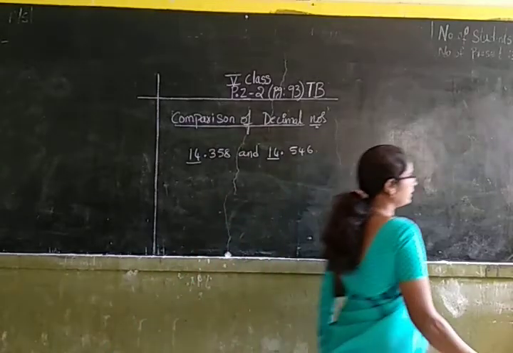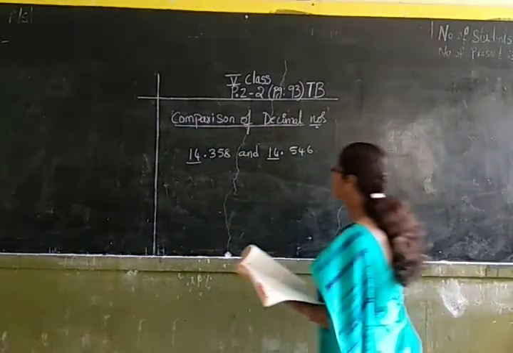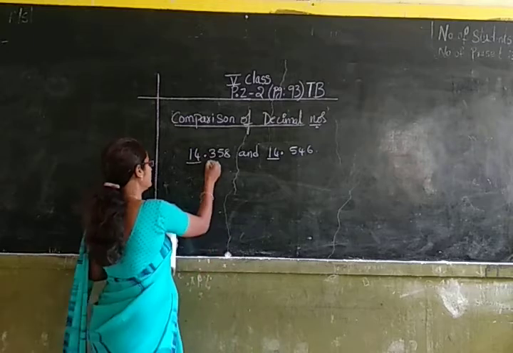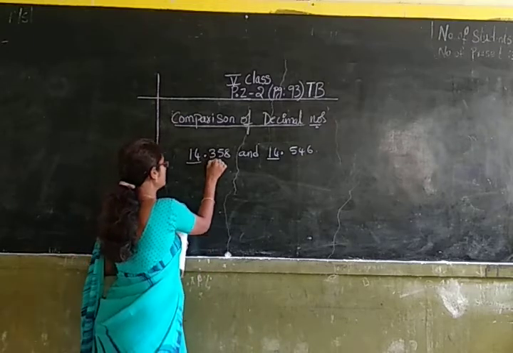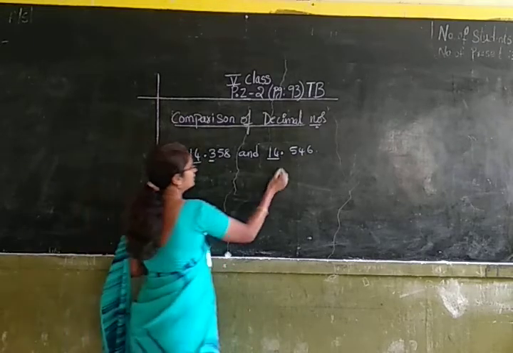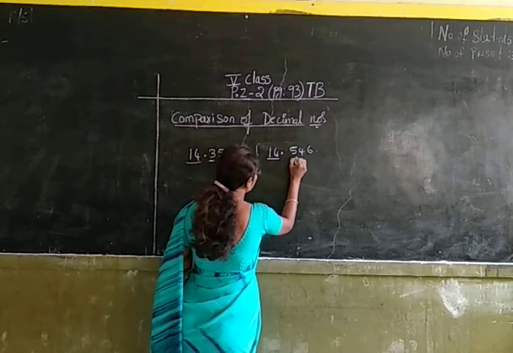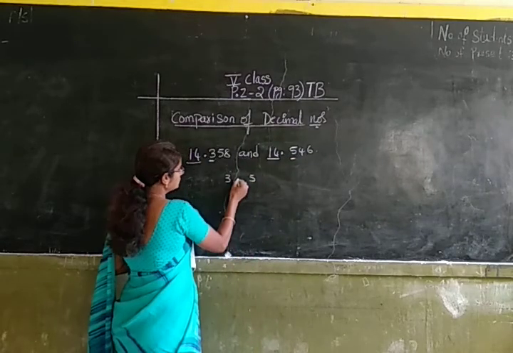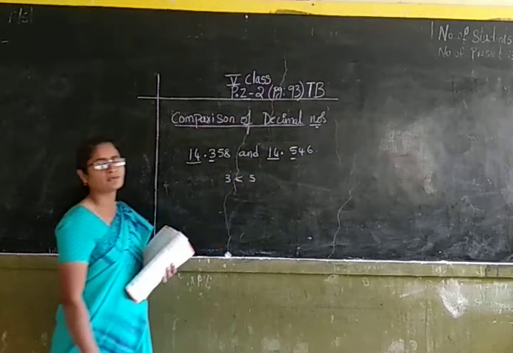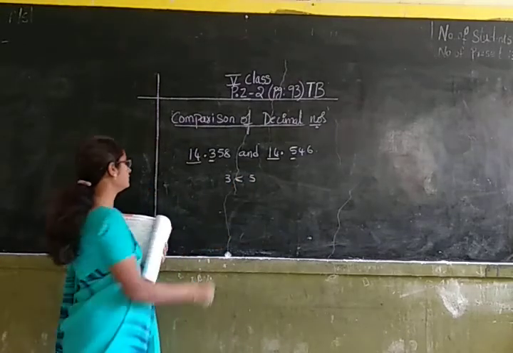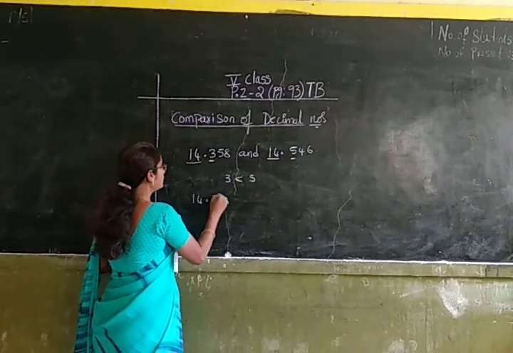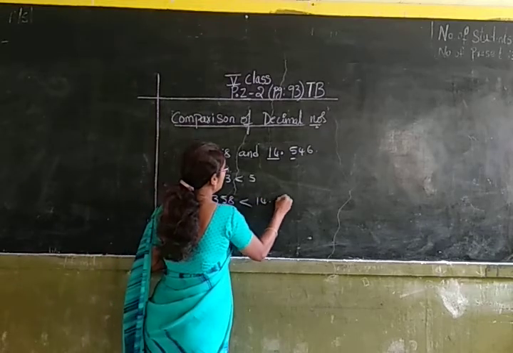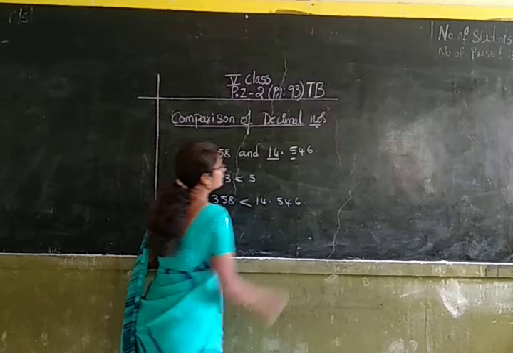So in the decimal part, first we have to compare the tens place. Here in the tens place we are having 3, and in this number in the tens place we are having 5. So let us compare these numbers. 3 is lesser than 5. So 14.358 is less than 14.546. Did you understand, children?